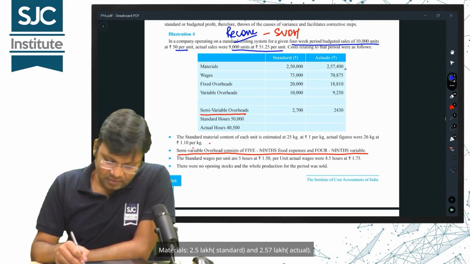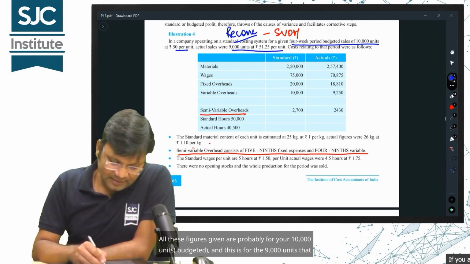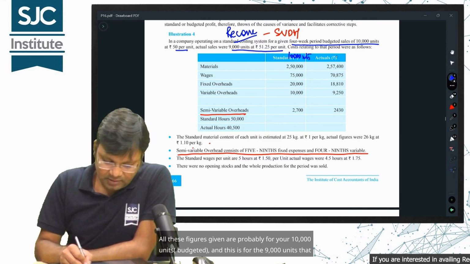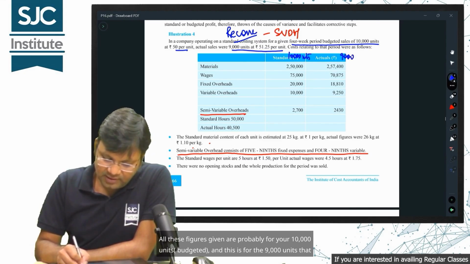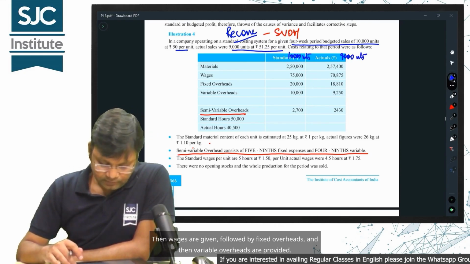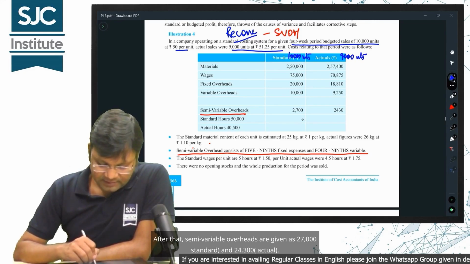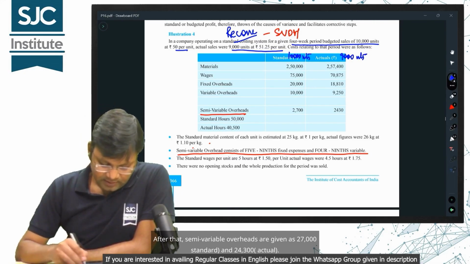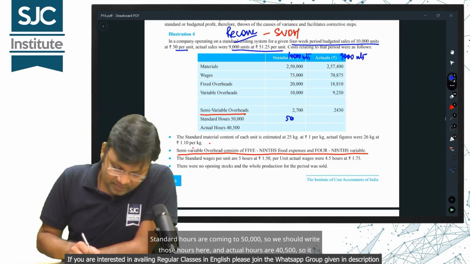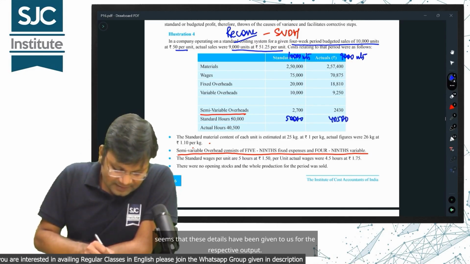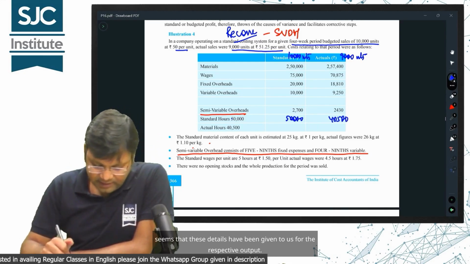Materials 2.5 lakh standard and 2.57 lakh actual. All these figures given are probably for your 10,000 units budgeted, and this is for the 9,000 units that were actually sold. Then wages are given, followed by fixed overheads, and then variable overheads. After that, semi-variable overheads are given as 27,000 standard and 24,300 actual. Standard hours are coming to 50,000, so we should write those hours here, and actual hours are 40,500, so it seems that these details have been given to us for the respective output.